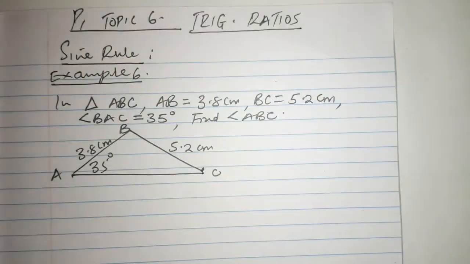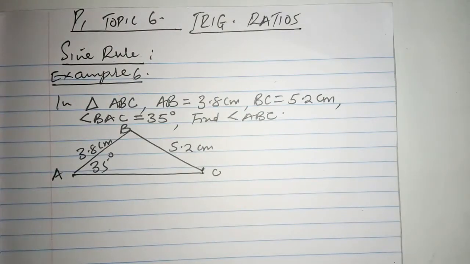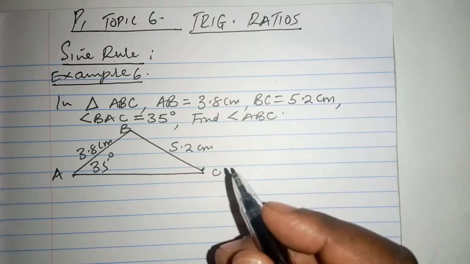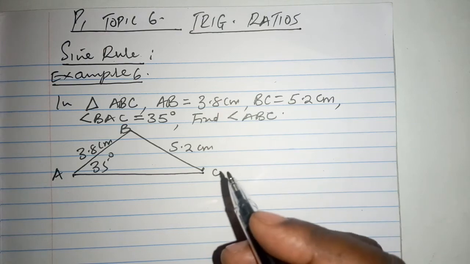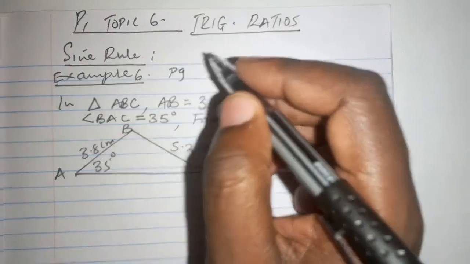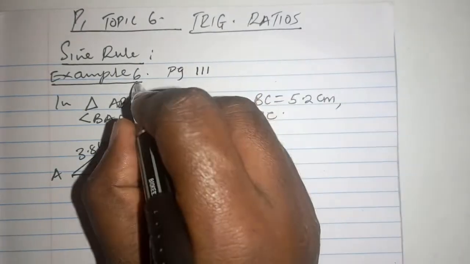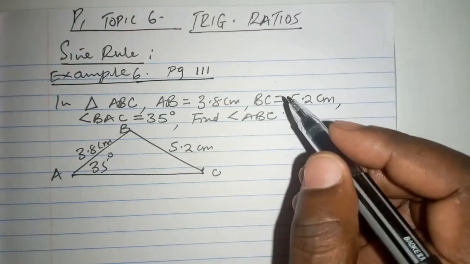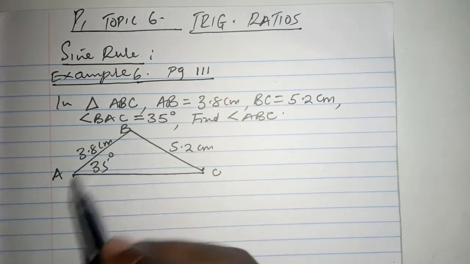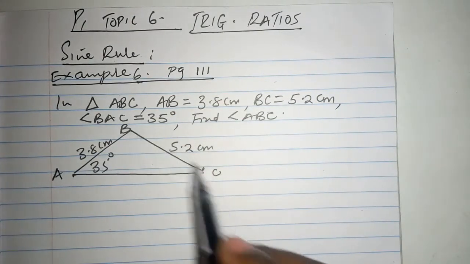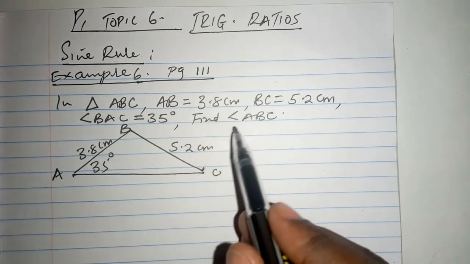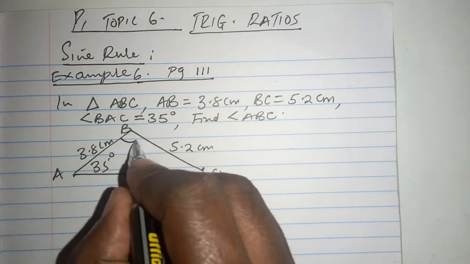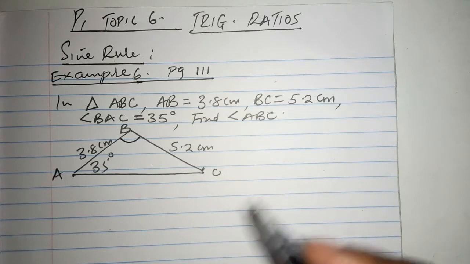In this video, we want to now learn how to apply the sine rule, having learned it in the previous video. And we have a question in example 6, which is on page 111, and it's saying that in triangle ABC, AB is 3.8 centimeters, BC 5.2 centimeters, and angle BAC 35 degrees. So you're supposed to find angle ABC. That is the angle we're looking for.